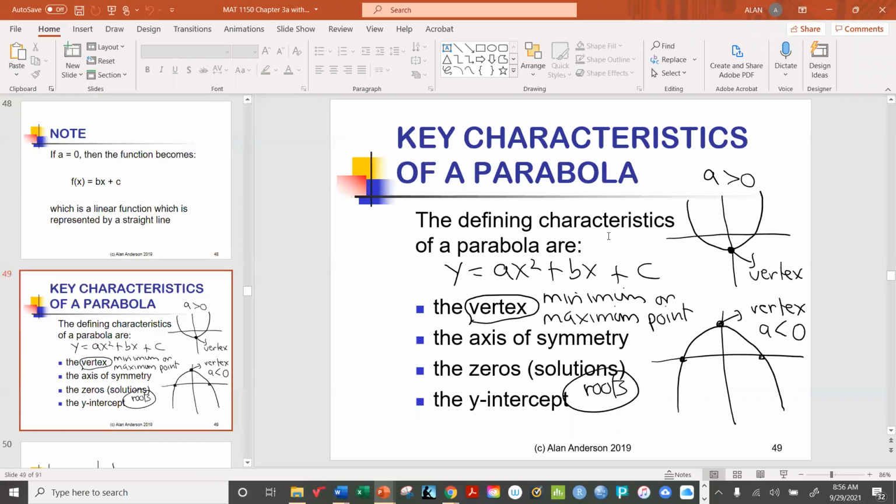Okay, so the vertex is basically just the minimum or maximum point, which you can see there's one unique vertex for that parabola. The axis of symmetry is just that straight line that cuts through the vertex. The zeros or solutions are where it crosses the horizontal axis. And then the y-intercept is just where the graph crosses the vertical axis.